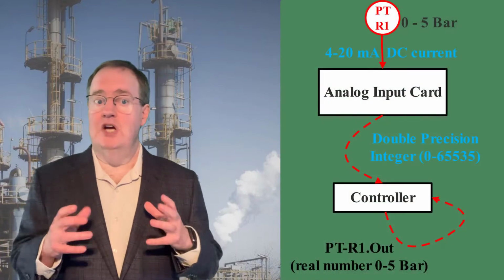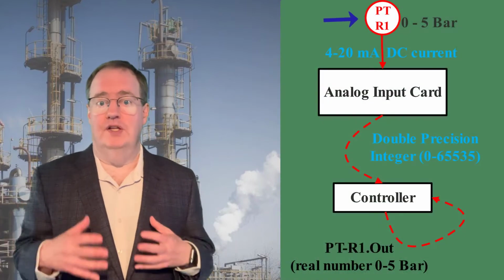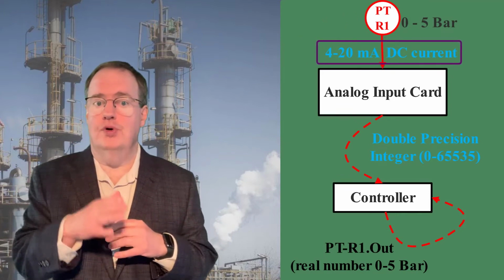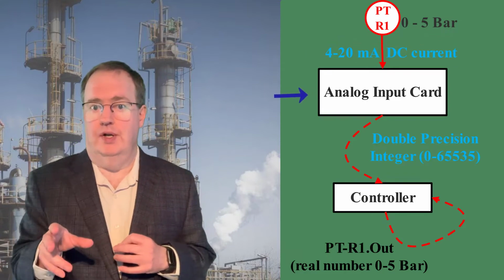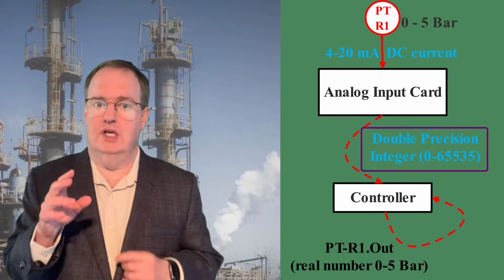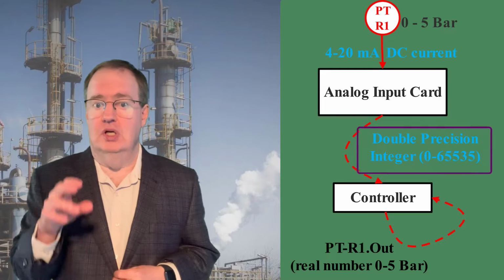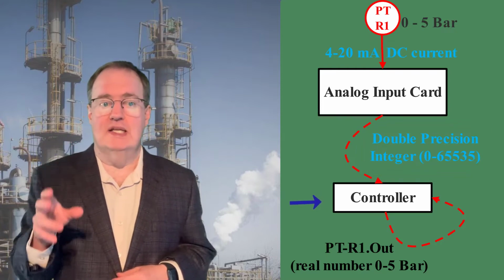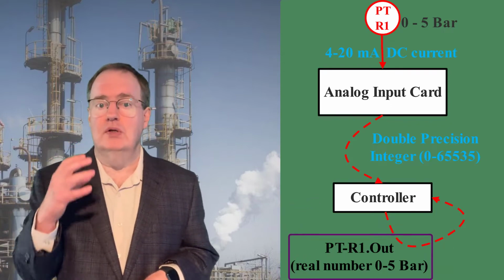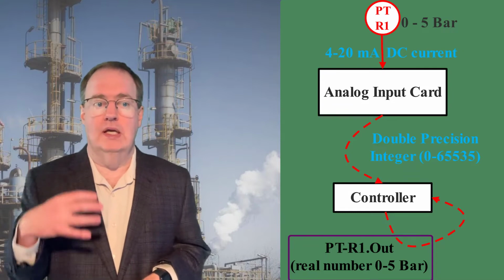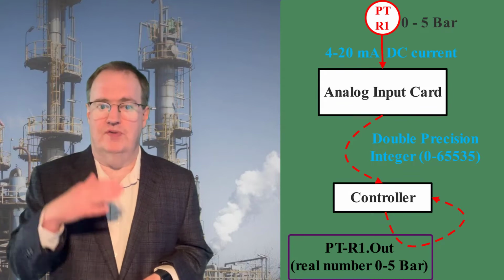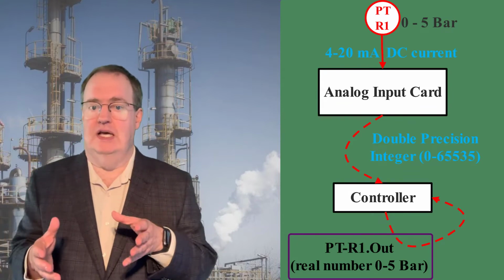When a pressure sensor measures a pressure from 0 to 5 bar in the field, its transmitter sends an electrical current down a wire ranging from 4 to 20 milliamps to an input card. That analog current is translated into a double precision integer in the card. That 2-byte integer is sent to the controller, which translates the double precision integer from 0 to 65,535 into a real number in an analog input point that knows that 0 to 65,535 corresponds to 0 to 5 bar because we configured it that way.